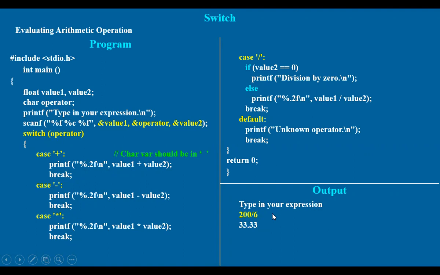So like this, we have seen that with the same type of input we have given, we got the output also with the help of this switch statement as well as if else.